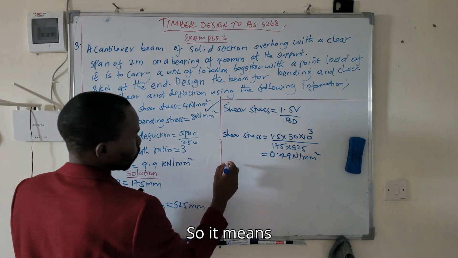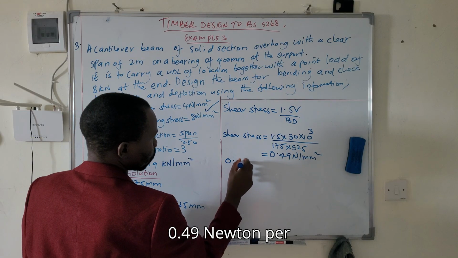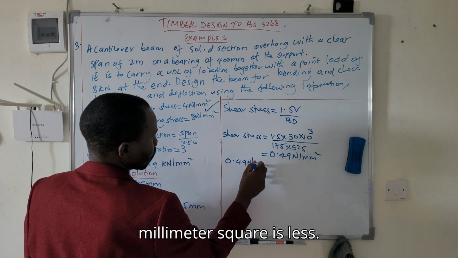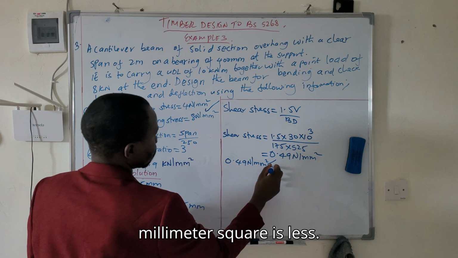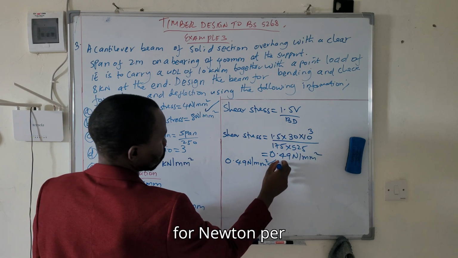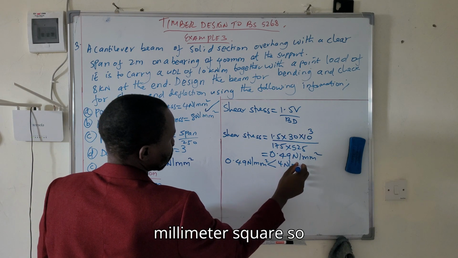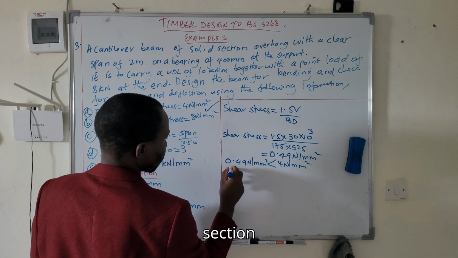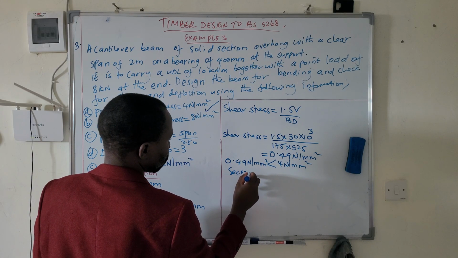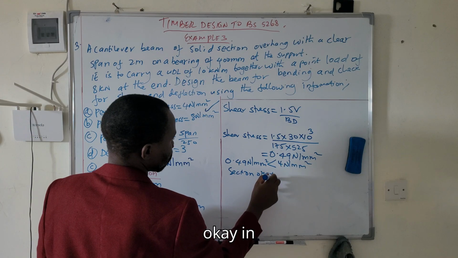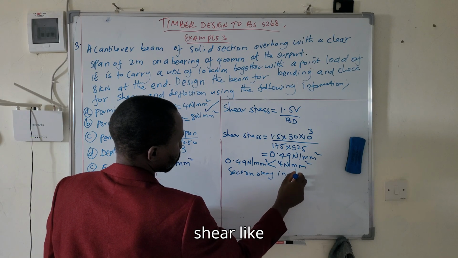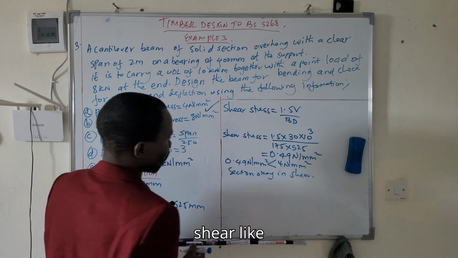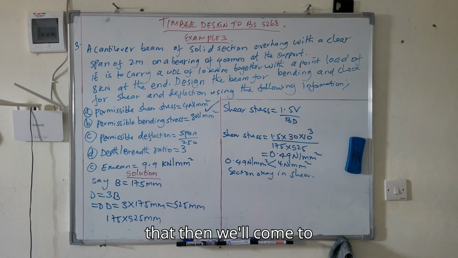So we compare this with permissible shear stress. So it means 0.49 Newton per millimeter square is less than 4 Newton per millimeter square. So the section is okay in shear, like that. Then we will come to permissible deflection.